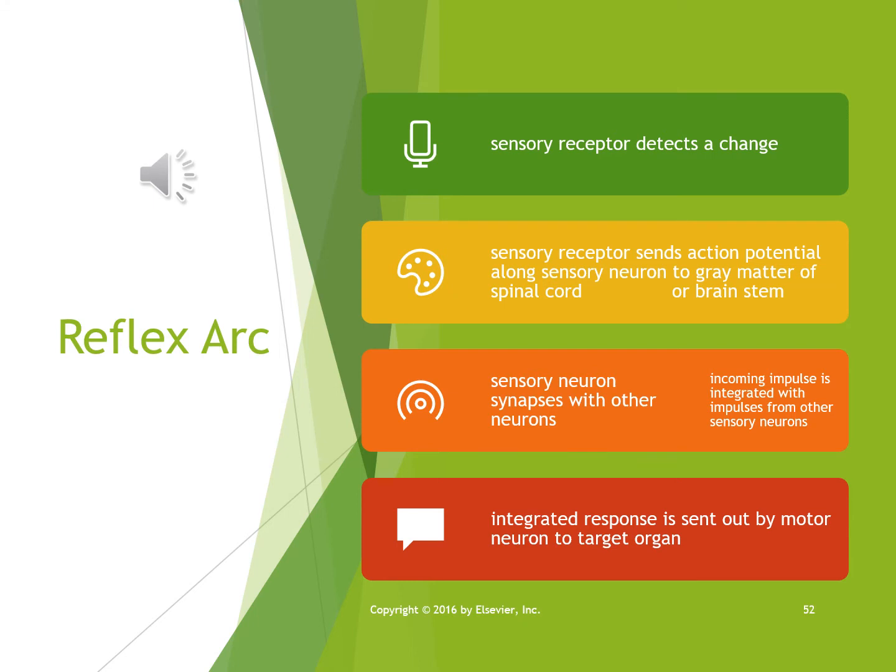So what is happening with a reflex arc is that a sensory receptor detects a change. The receptor then sends an action potential along sensory neurons to gray matter of the spinal cord or brainstem. The sensory neuron synapses with other neurons for that incoming impulse to be integrated with other sensory neurons, and the integrated response is sent back out by motor neurons to the target organ.